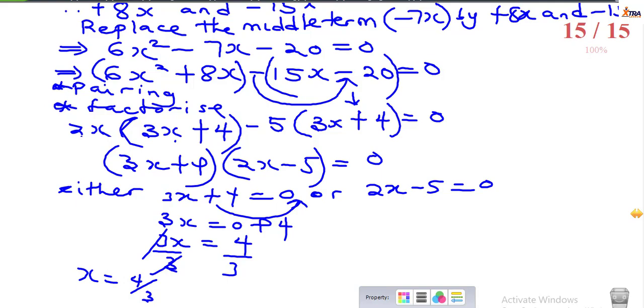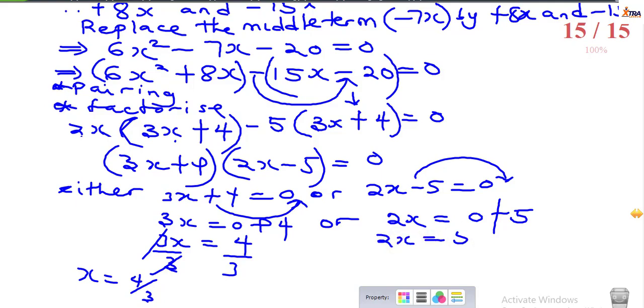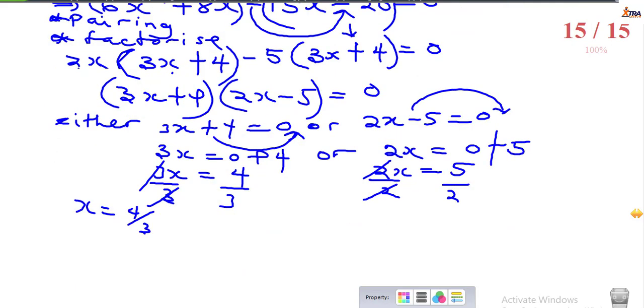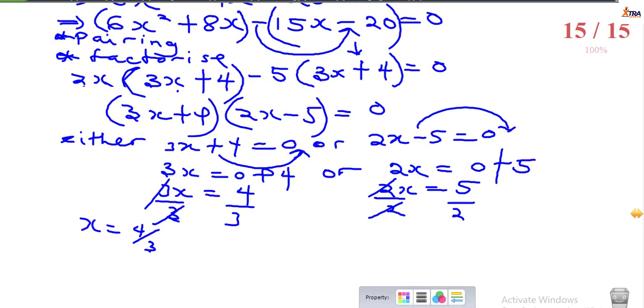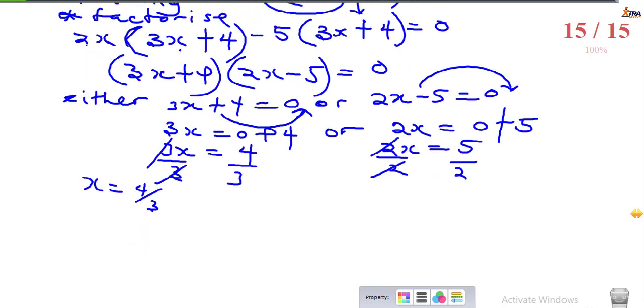Then we can come to the other side where 2x stays on this side, and minus 5 goes to the other side. It becomes 0 plus 5. 0 plus 5 is 5. So we have 2x equals 5. Dividing both sides by 2 as well, we have x as 5 all over 2.